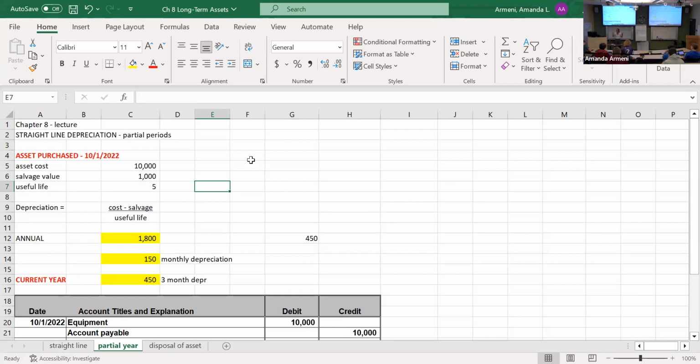This was all a review of what we did on Wednesday. Does anybody have any questions? We're going to do more practice problems with depreciation, but for these examples, are we good? Any questions?